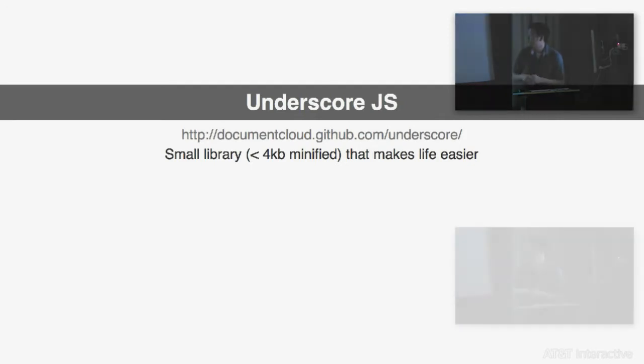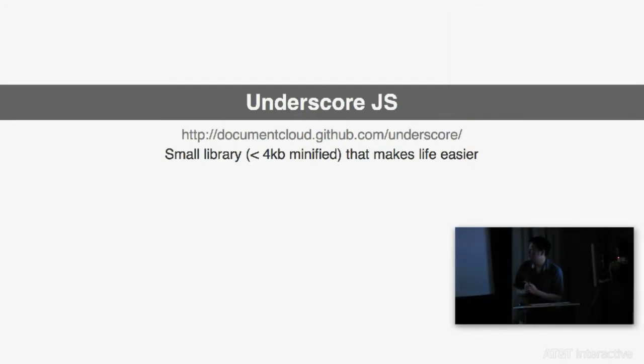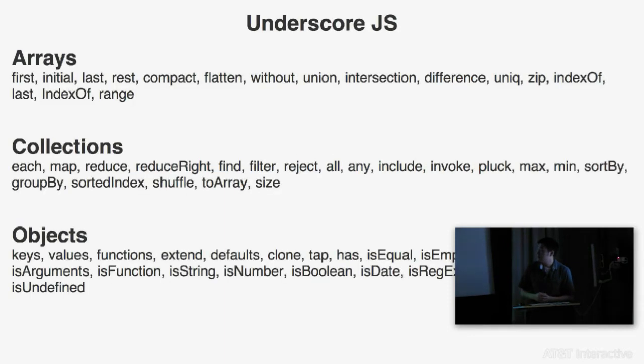Here's the GitHub repo for it, documentcloud.github.com/_. It's a very small library. It's under 4 KB for those of you who care about how much bandwidth you're adding onto your web pages. But you get a lot for that little bit of data.